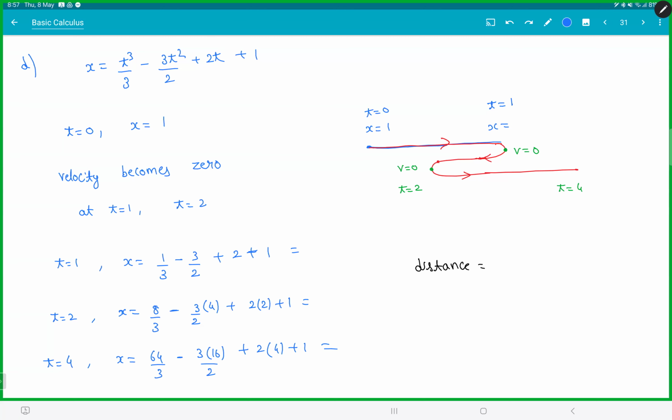How much is this? 3 by 2, 11 by 6. Yeah, so this guy is 11 by 6. So in the first part, you're traveling from 1 to 11 by 6, so 11 by 6 minus 1. What is t is equal to 2? That is 5. 5 by 3, na? So you're traveling from 11 by 6 to 5 by 3.